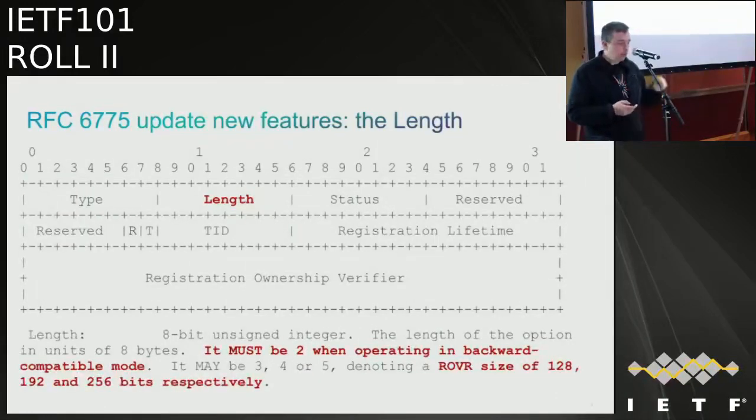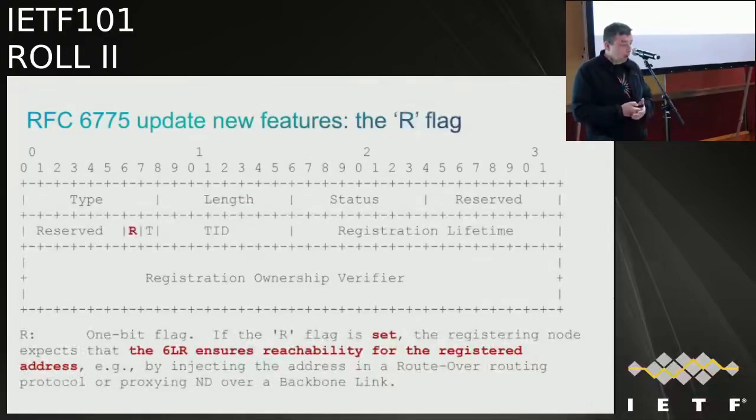The way we did it in 6LoWPAN is with this proof of ownership token we call the ROVR, and we have changed the length so we can have bigger tokens, so we can have more security. This bit is of utmost importance, and that was discussed on the ROLL mailing list, the R bit. So in 6LoWPAN-ND, this field, which is now the R bit, was reserved. And current RPL implementations, which do RPL and 6LoWPAN-ND as they should, since it's a reserved field, will set it to 0.